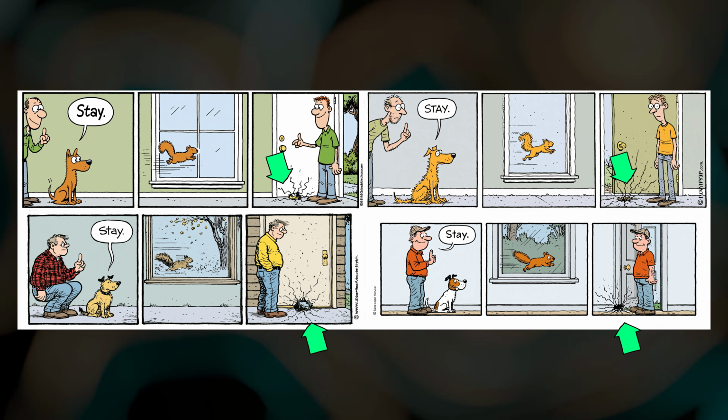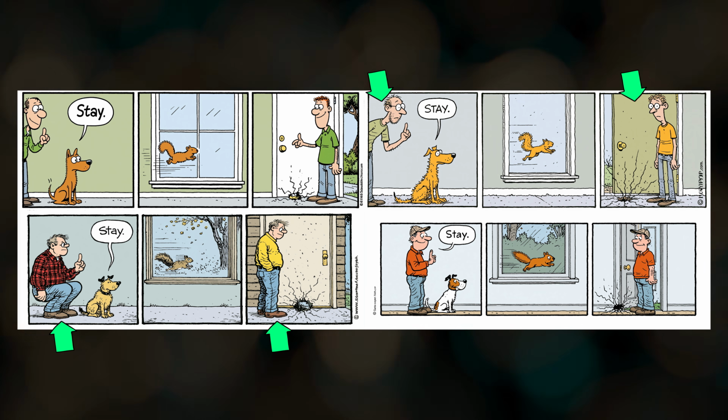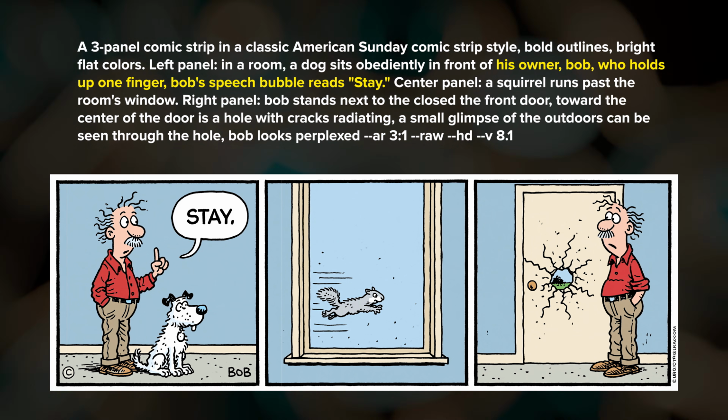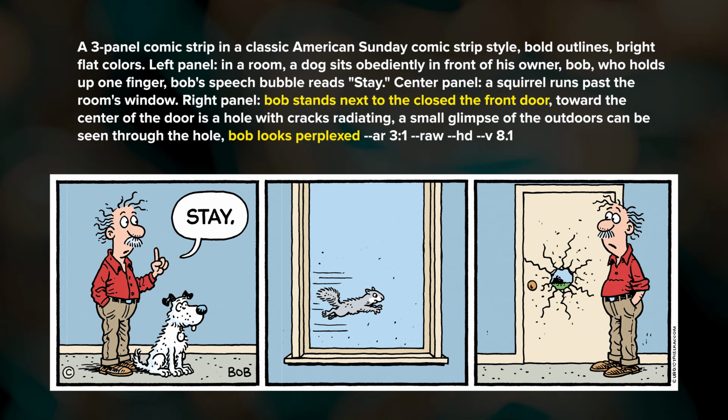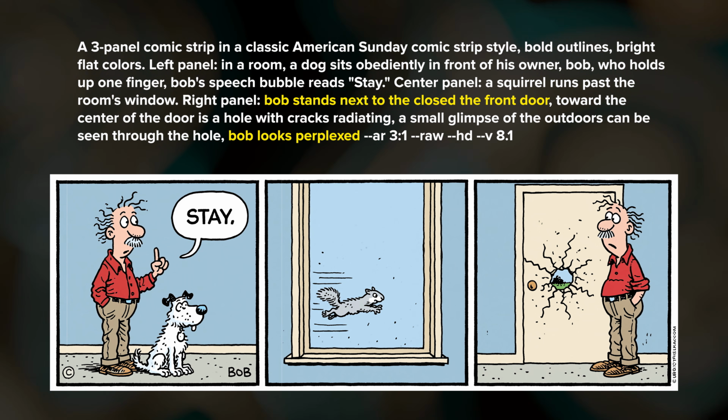The hole is too low on the door, and the owner isn't always wearing the same outfit across panels. So this is a type of situation where I've found that naming your characters in the prompt can really help with consistency across panels. So I named the dog owner Bob, and then I used his name again in the right panel, and I added that he looks perplexed.